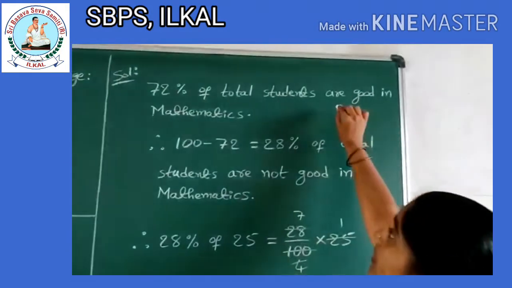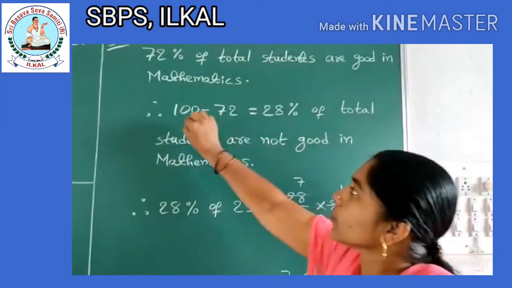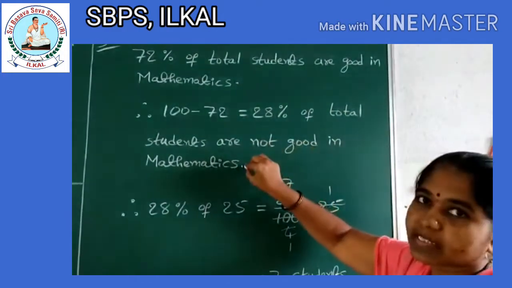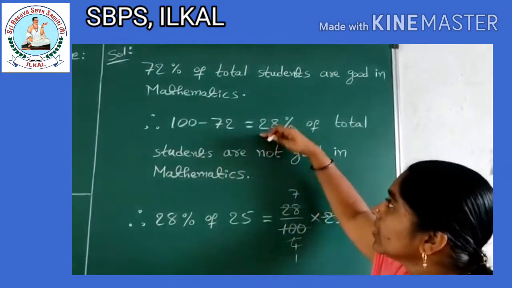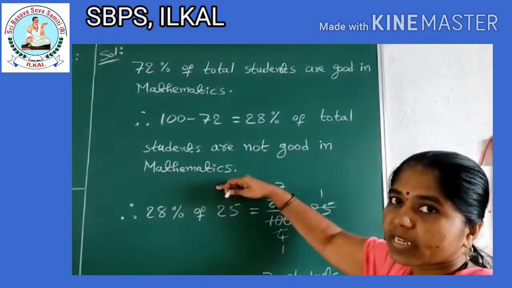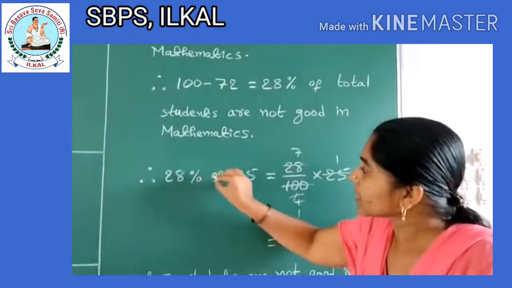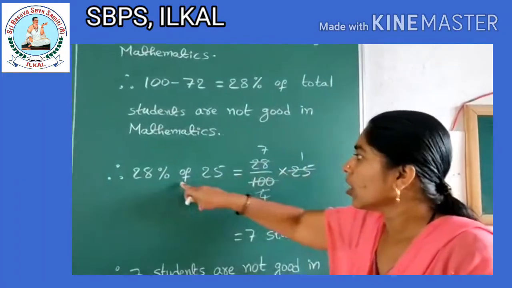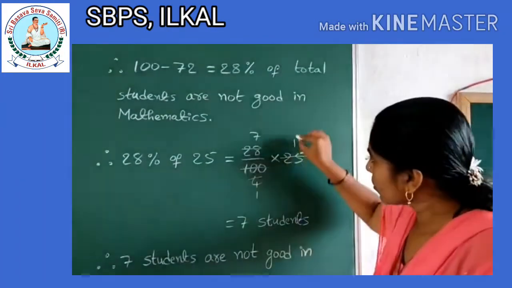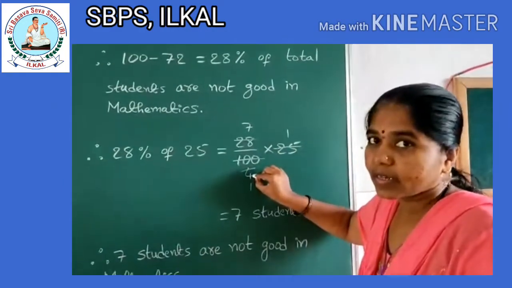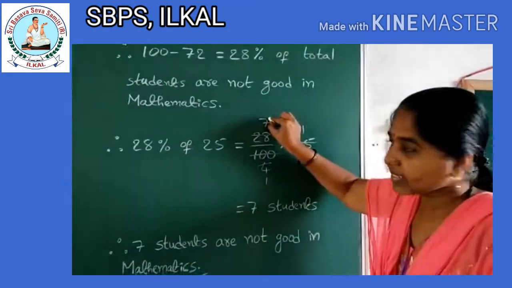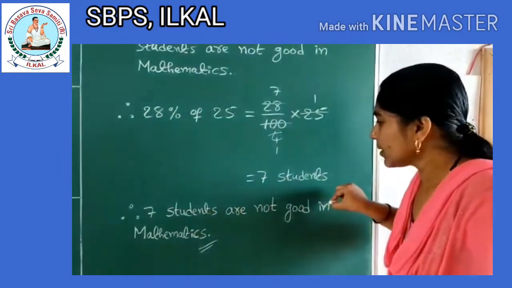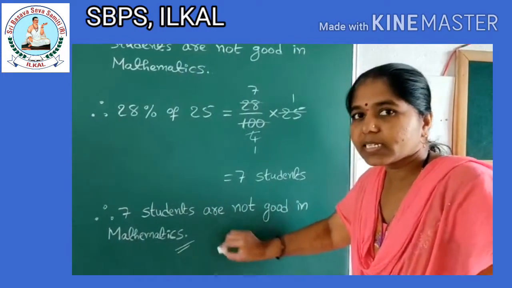Solution. 72% of total students are good in mathematics. Therefore, 100 minus 72 is equal to 28% of total students are not good in mathematics. These many students were not good in mathematics in percentage. 28% of 25 means 28/100 into 25. 25 ones are 25, 25 fours are 100. Here 4 ones are 4, 4 sevens are 28. Then 7 into 1 is 7 students. Therefore, 7 students are not good in mathematics. The remaining students are good in mathematics.